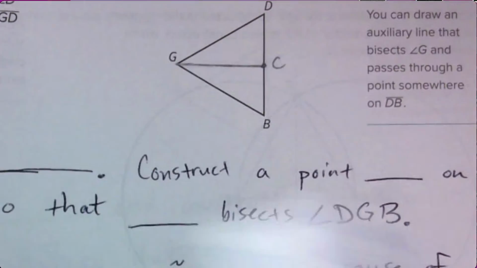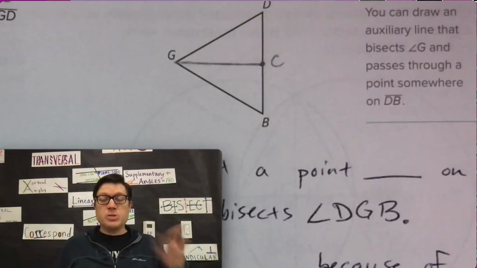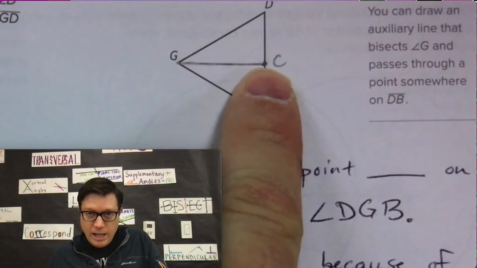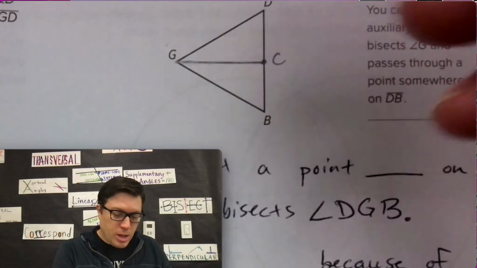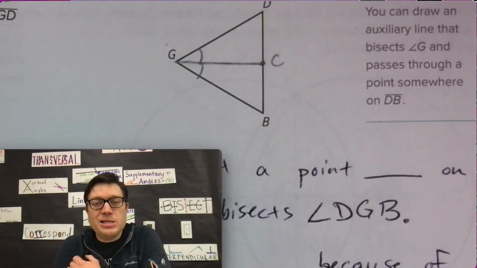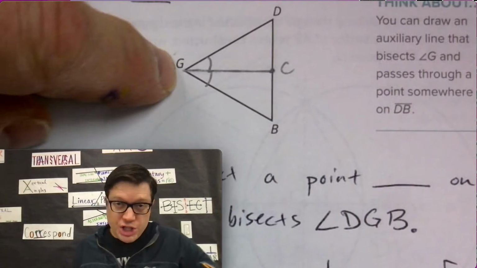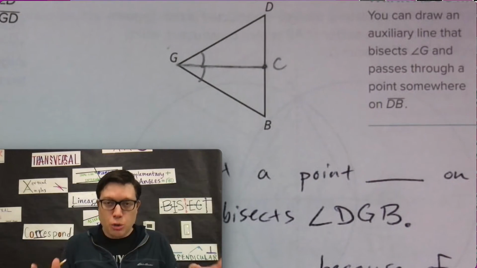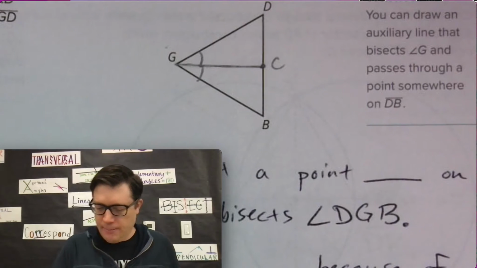Precision is one of those skills in mathematics, all right? There it is. We've had it. We have our line that goes from G through C, and we're meant to show that this angle and this angle are the same because it's an angle bisector. Angle G is being cut into two pieces, and those pieces are the same.